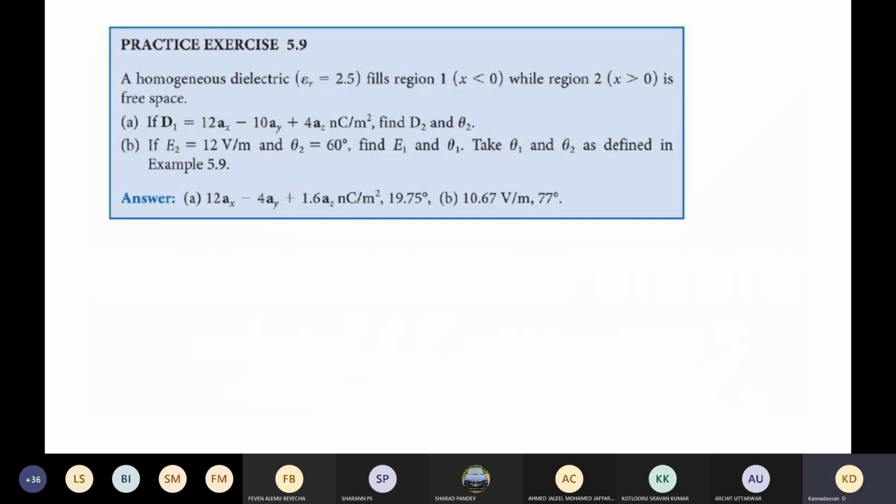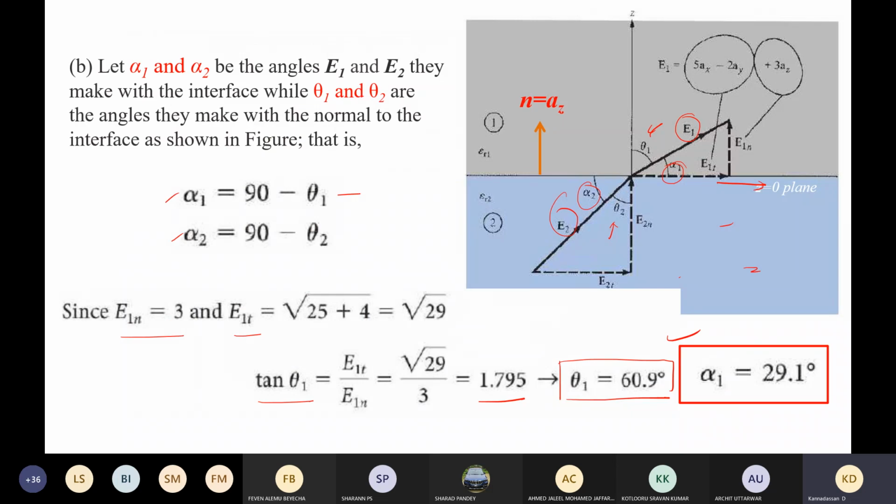The same example is given with another exercise problem. The answer is also available. Try to work it out and check your calculations, and I will help you to do that. Well, I will stop here now. So we have completed the module.